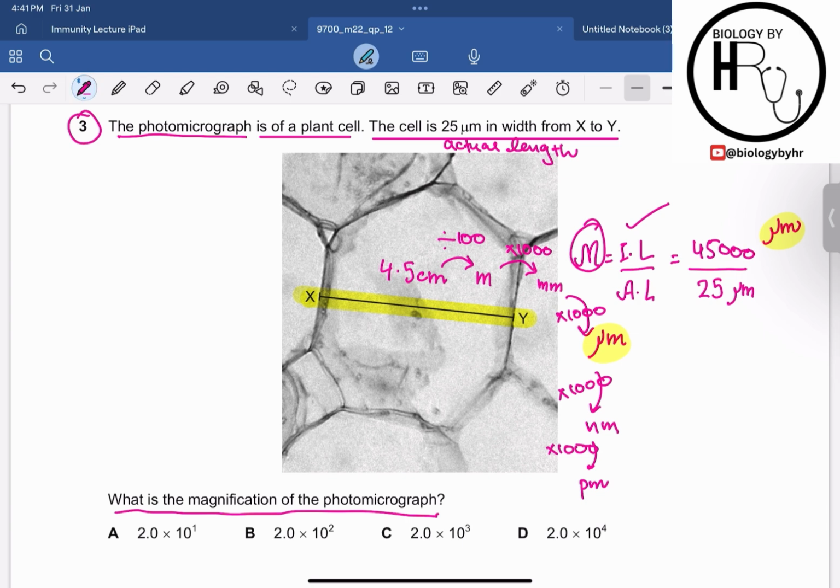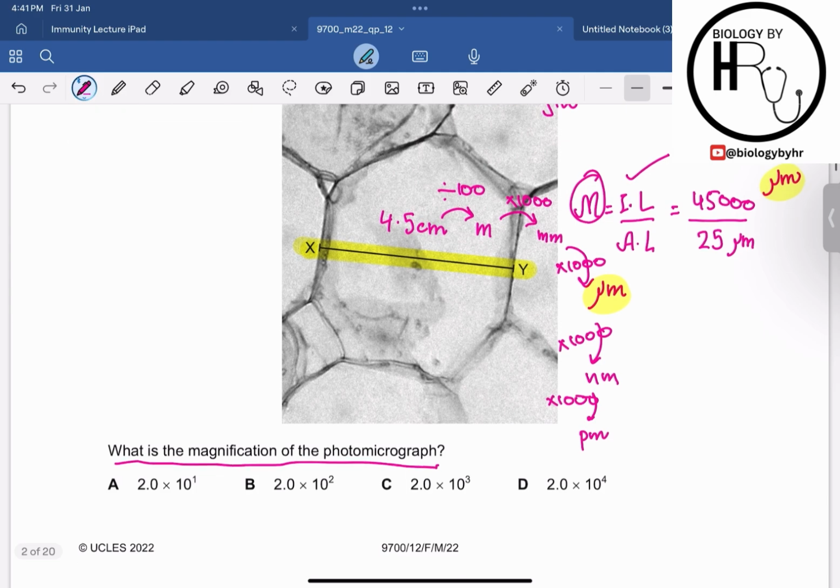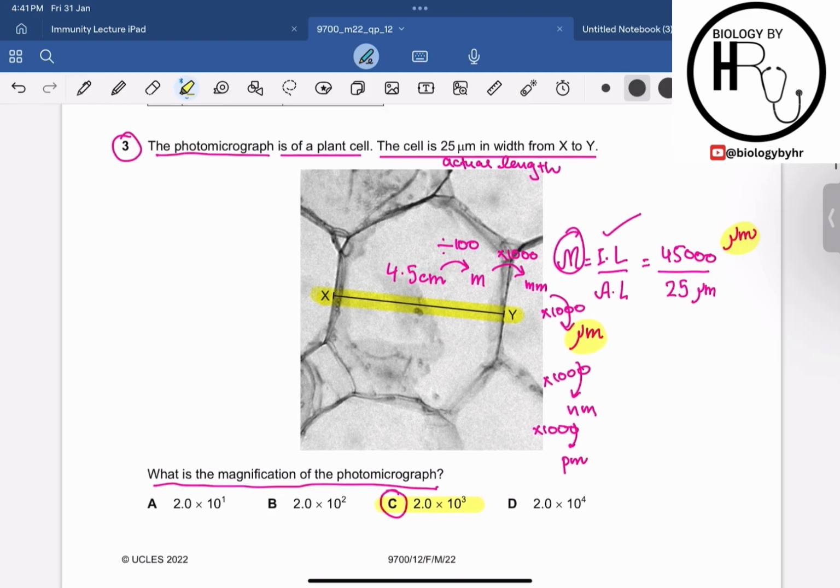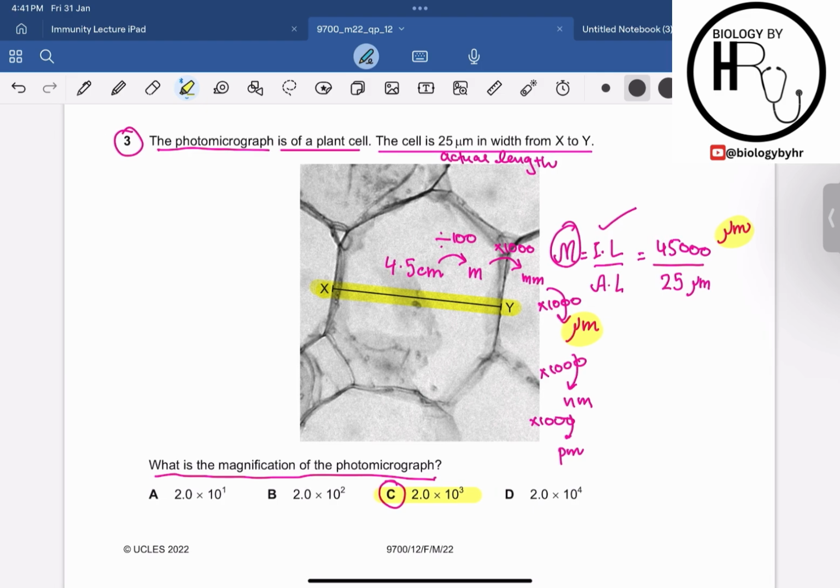So we are going to solve it in the calculator, and the answer which we will get is 2 into 10 raised to the power 3, right? So I hope that this MCQ is clear to all of you.